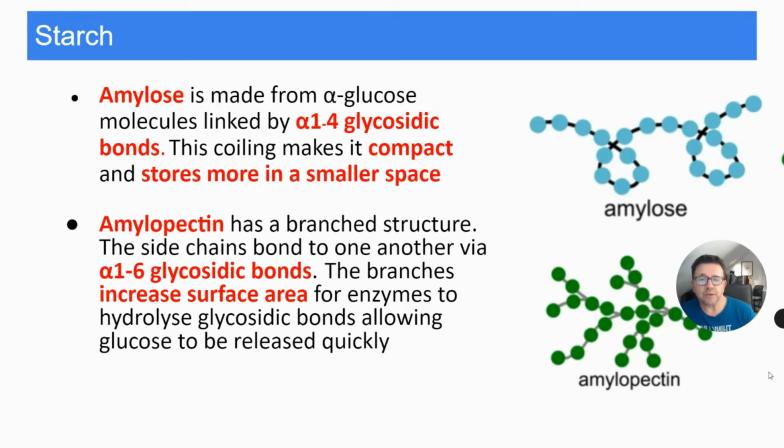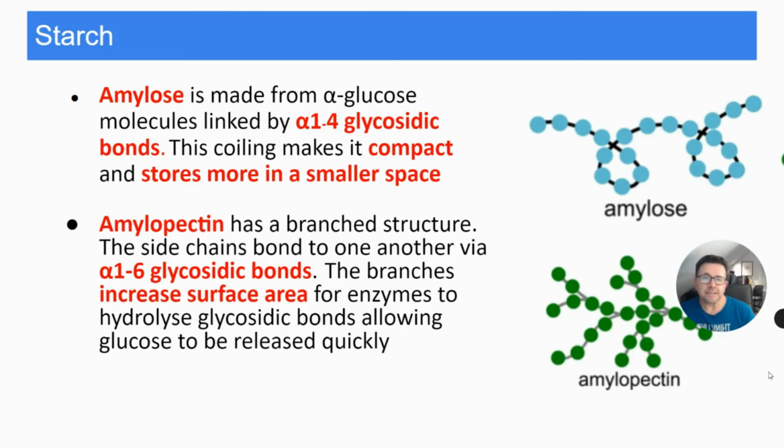So it's alpha glucose, and it's linked by alpha 1 to 4 glycosidic bonds. And this coils, as you can see in the picture, makes it compact, and therefore it stores more starch in a small space. And then amylopectin has a branched structure, so the side chains bond to one another via alpha 1 to 6 glycosidic bonds.